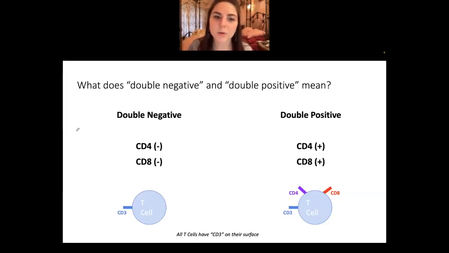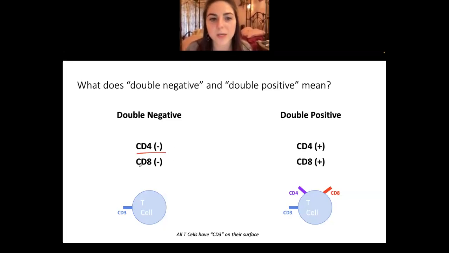So for example, a double negative T cell is a T cell that has just left the bone marrow and just got to the thymus. Or if it is produced in the thymus, it was just produced. It hasn't undergone any maturation yet. So double negative means it doesn't have any CD4 on its surface and no CD8 on its surface.